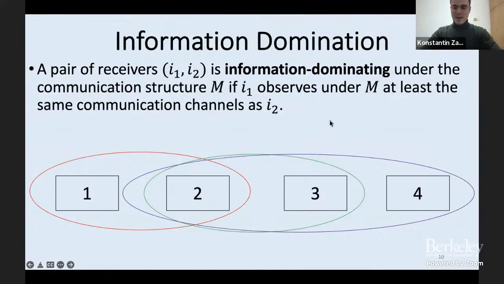To present our main result, let's introduce a simple notion of information dominance. We say that one receiver information dominates another receiver if the first one observes at least the same communication channels as the second one. So in this example, receiver 4 is information dominated by receiver 3, because receiver 4 observes only the purple channel, but receiver 3 also observes the purple channel. On the other hand, receiver 2 observes all the 3 channels, and therefore she information dominates all the other receivers.